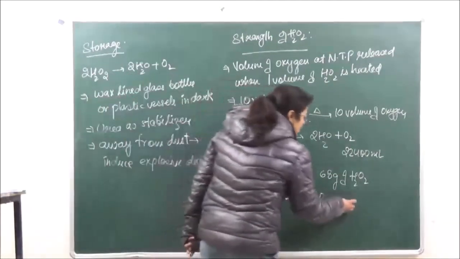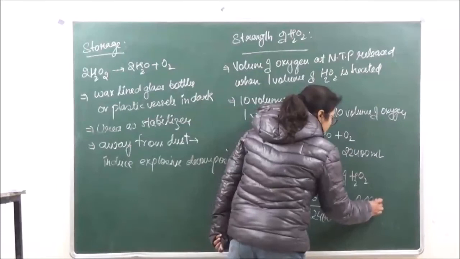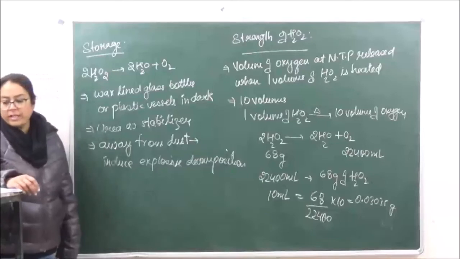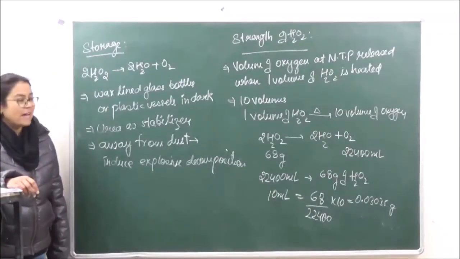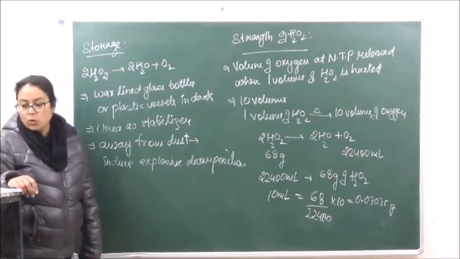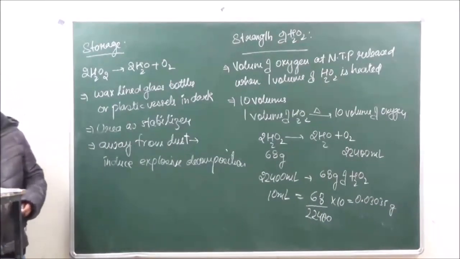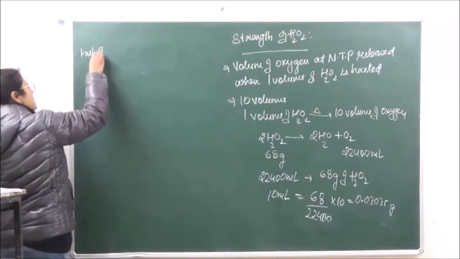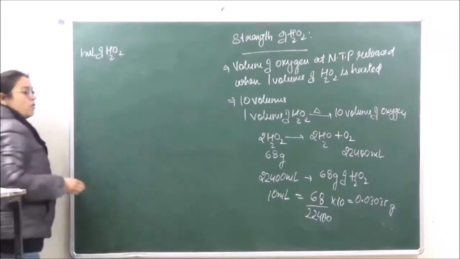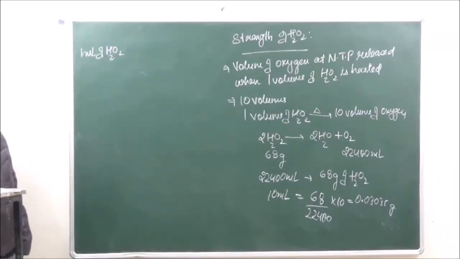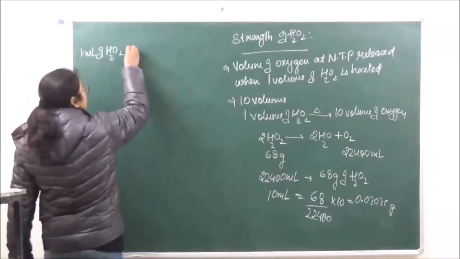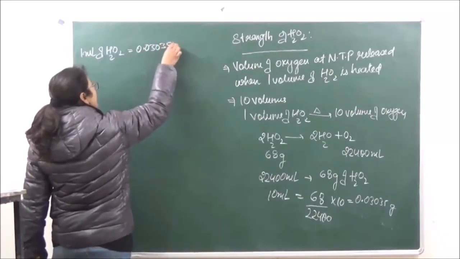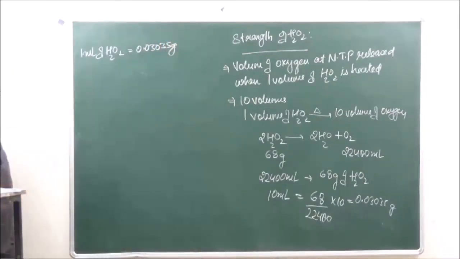0.03035 grams. This is what the calculation is going to give us. 0.03035 grams of H2O2. Okay, so 1 milliliter of H2O2 will contain how much? 1 milliliter of H2O2 is going to contain 0.03035 grams of H2O2. Right?